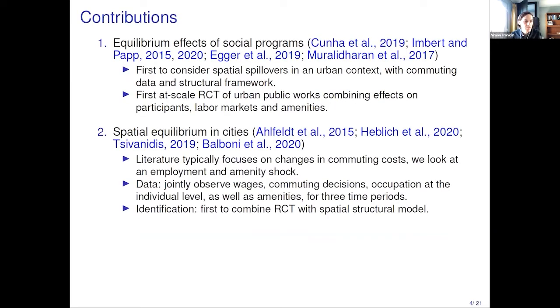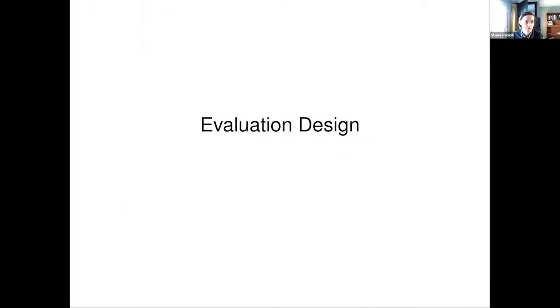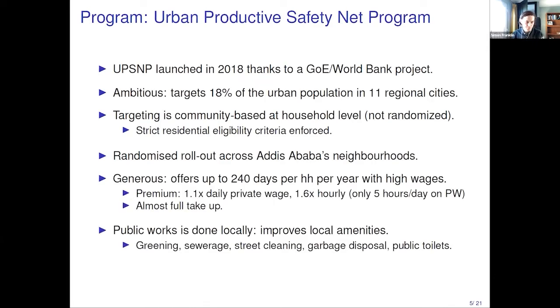Okay, and so we think we're contributing to research on the effects of social programs and spatial equilibrium in cities, but we also think there's a connection to the analysis in labor economics on the propagation of local labor market shocks that are place-based or targeted to a certain location, but may propagate throughout the labor market. And so we're providing a slightly different approach to do that, which draws on the urban literature to tackle the problem.